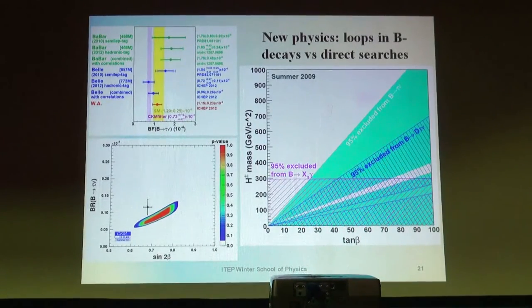And this is the result now. This is the exclusion region from the measurement of the branching fraction into τν. Sorry, it's still not updated. It's quite an old one, but it will not change too much. And we actually exclude a huge region of this plane. So the mass of the charged Higgs boson should be more than 300 GeV because of the measured branching fraction of radiative B decays. And this region is excluded from measurements of B to τν.